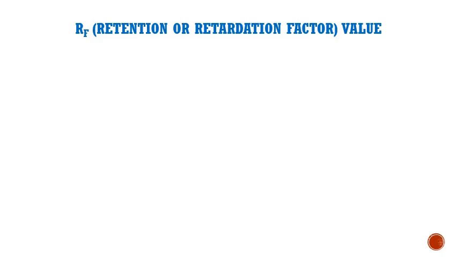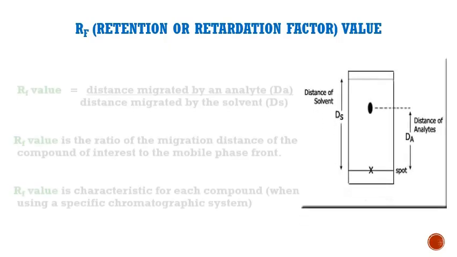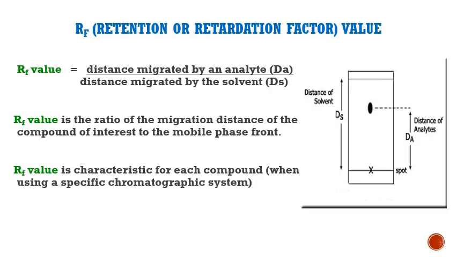Mixture. So, retention factor or retardation factor. How are you going to calculate it? Retardation factor or retention factor is equal to the distance migrated by an analyte over the distance migrated by the solvent. So let's suppose that this is the spot that I have spotted in the beginning of the development, and after the development the spot has migrated into this position.